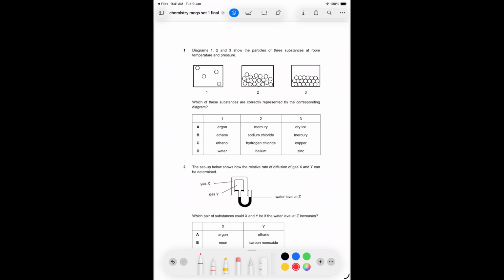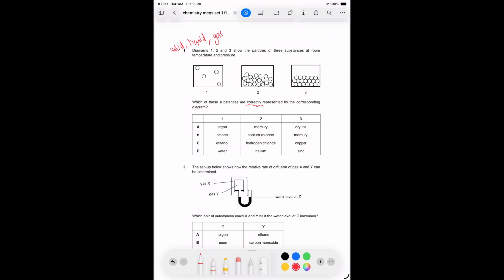Alright, let's start with the first question. Diagram 1, 2 and 3 show the particles of three substances at room temperature and pressure. Okay, so this one, question 1, the topic will be under solid, liquid and gases. Which of the following substances are correctly represented by the corresponding diagrams? So let's look at the diagram.